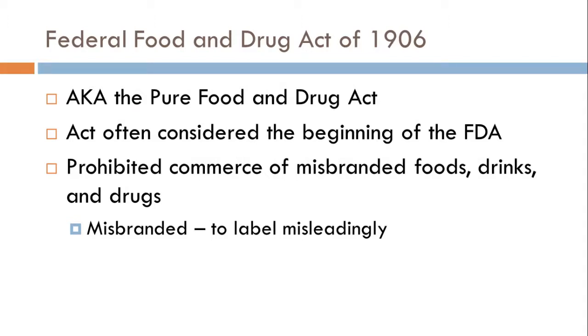We're going to start out with 1906 with an act known as the Federal Food and Drug Act of 1906. It was sometimes known as the Pure Food and Drug Act, and the act was considered to be the beginning of the Food and Drug Administration. It prohibited the commerce of misbranded foods, drinks, and drugs, and let's just remember what misbranded means here. It just means to label misleadingly. I can't, and you still can't do that. You can't put anything on a label that maybe leads someone to believe that they're getting something out of it that they're not. Not pointing any fingers here, but occasionally the supplement industry may do exactly that.